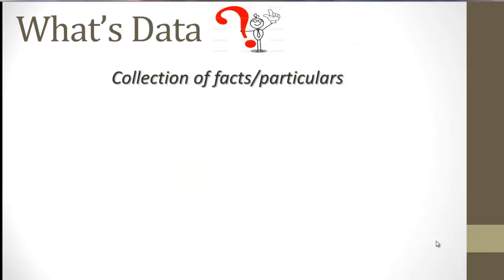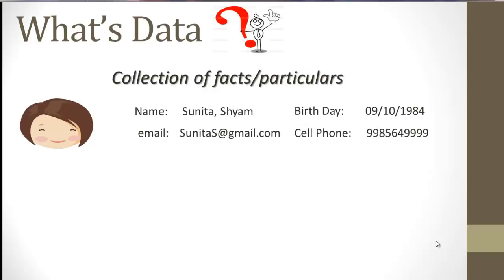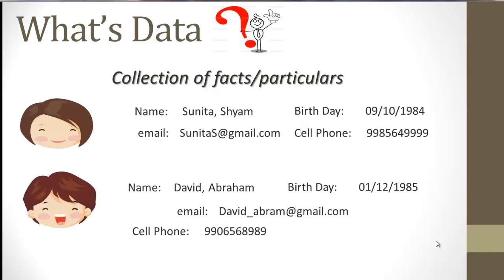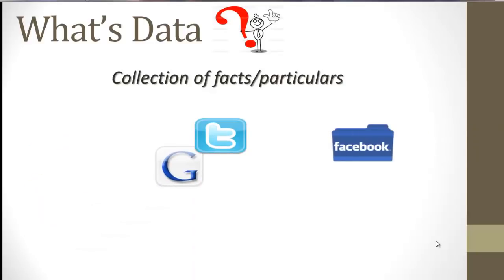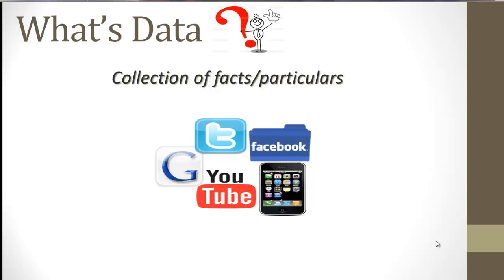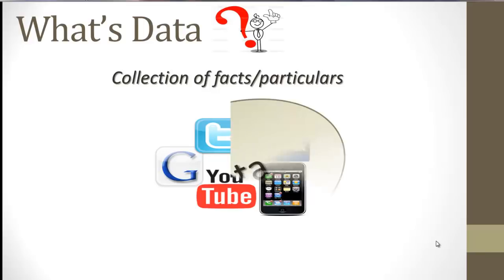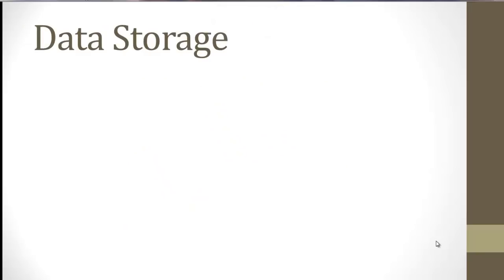So what's data? It's nothing but a collection of facts or particulars. Here we have a few details about our friends, let's say. All this constitutes data. Data can also be on Google pages, Twitter comments, Facebook, you name it. Data exists everywhere.